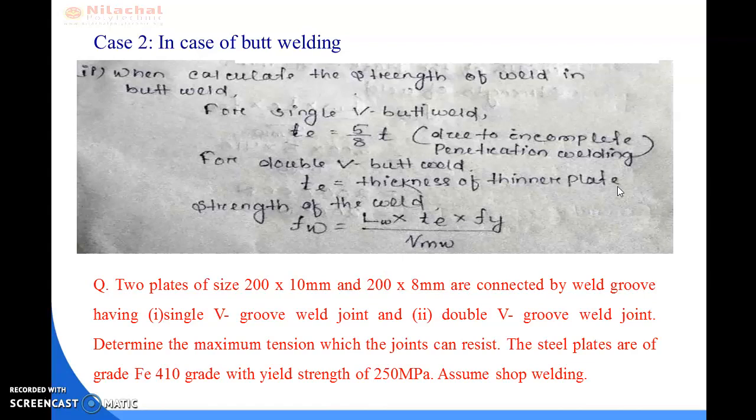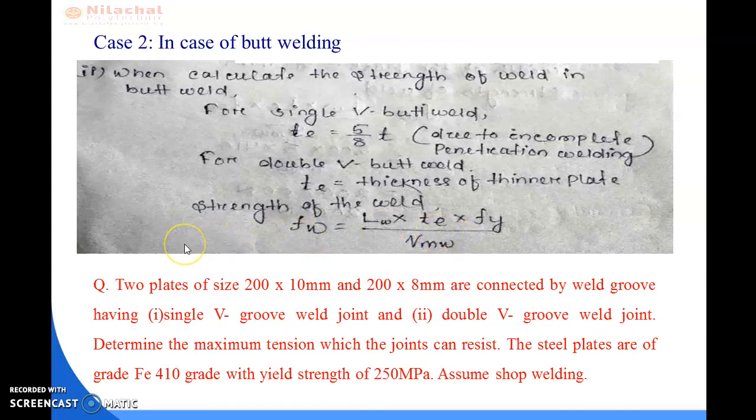Okay. After that, we have to calculate the strength of the weld as Fw equal to Lw into te into fy divided by gamma mw. Okay. Lw is given in the question. You only have to find the value of te, which is the throat thickness, and fy is also given in the question. Gamma mw you have to consider whether it is shop welding or field welding, and after that you can calculate the strength of the weld.